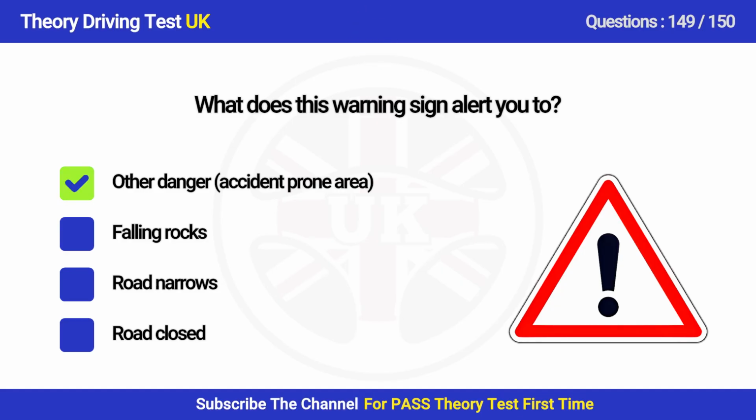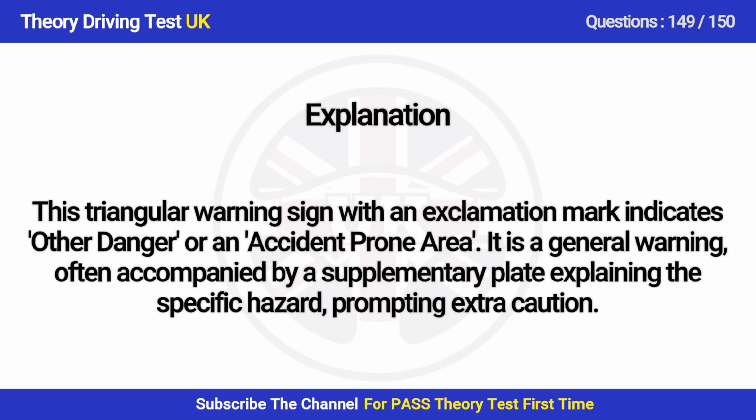Answer is A. Other danger, accident-prone area. This triangular warning sign with an exclamation mark indicates other danger or an accident-prone area. It is a general warning, often accompanied by a supplementary plate explaining the specific hazard, prompting extra caution.